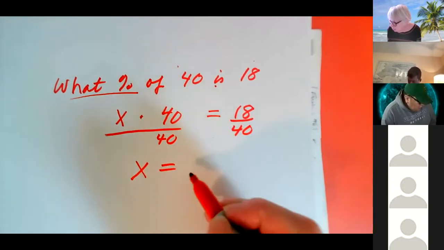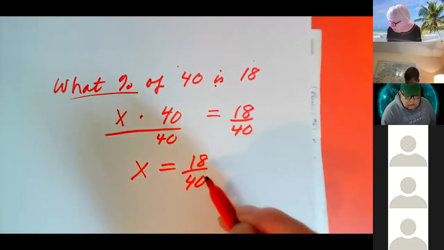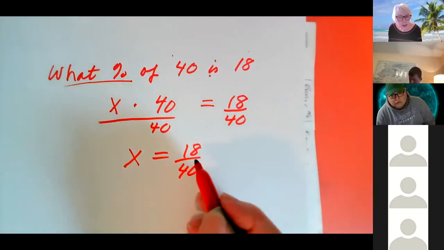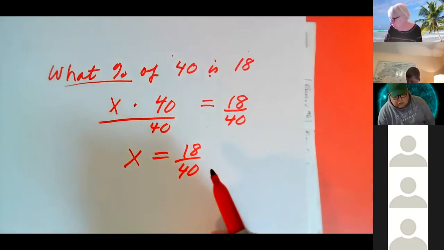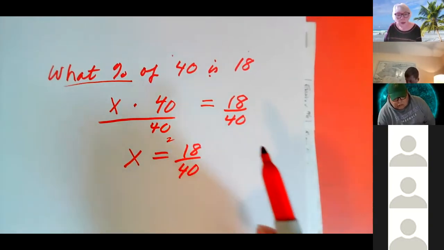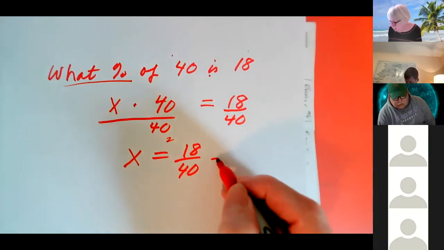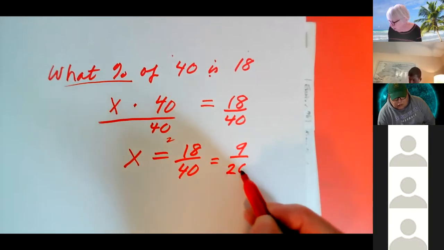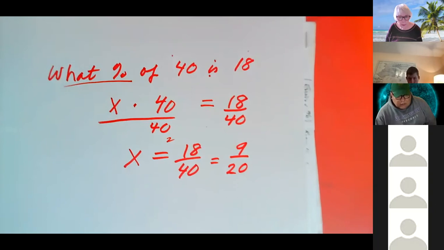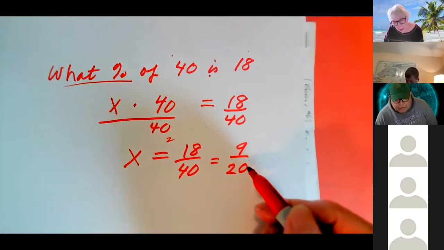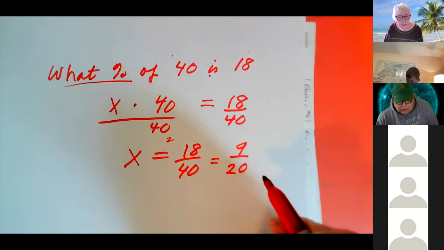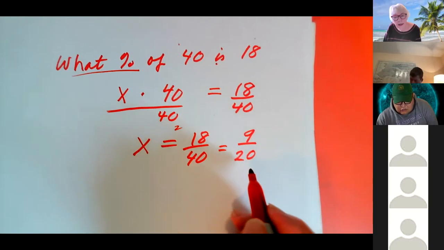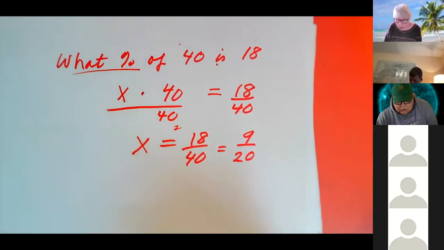X equals. So it's 18 over 40, but that's not a percent, is it? In fact, it's not even reduced. So let's just divide by 2. 2 into 18 is 9, and 2 into 40 is 20. I still need a percent, but I've got a decent fraction, and I want to make it a percent. That's what we were doing on the previous problems. 9 over 20 needs to be a percent.